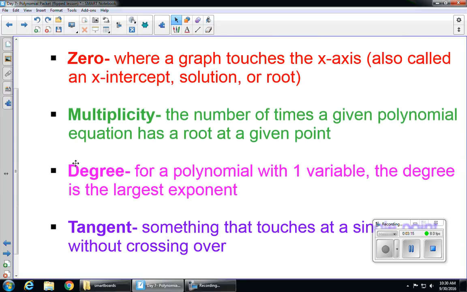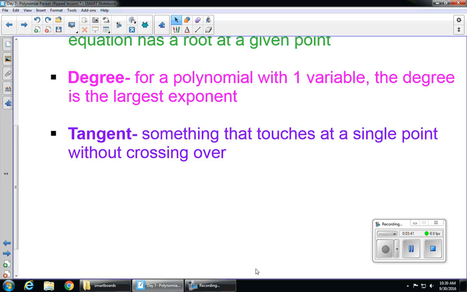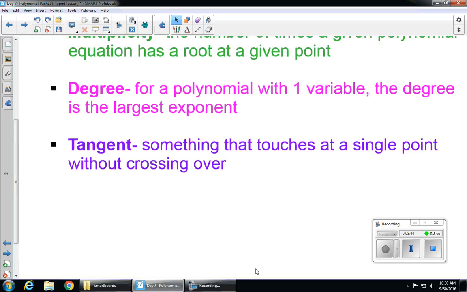Multiplicity is the number of times a given polynomial equation has a root at a given point. Degree, for a polynomial with one variable, the degree is the largest exponent. Tangent is something that touches at a single point without crossing over. So like I said, if you need, hit pause to finish copying down the definitions into your notes, and then hit play when you're ready to pick back up with the video.